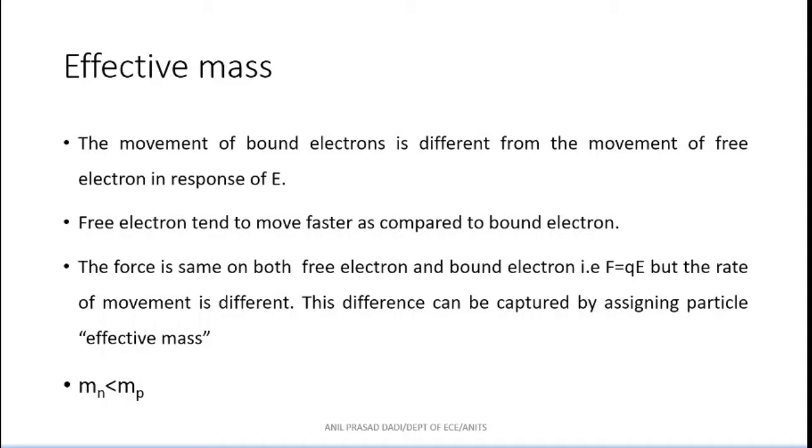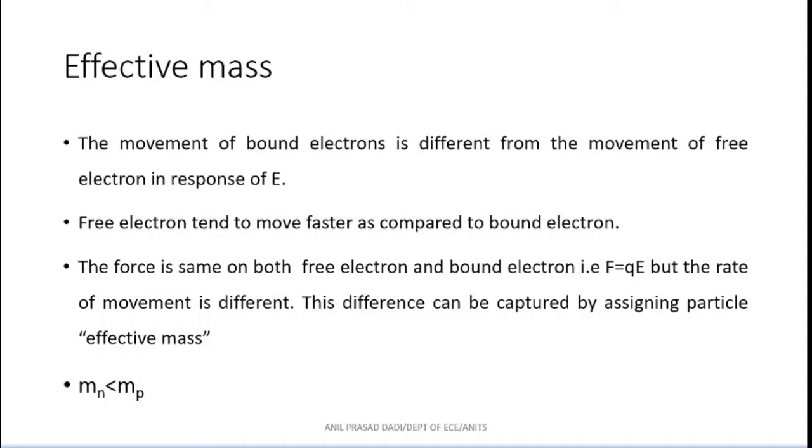But here I am calling it not simply the mass, but the effective mass. So Mn represents the effective mass of electron, and Mp represents the effective mass of hole. So the effective mass of hole is always greater than the effective mass of electron. Is the point okay? Remember the term effective mass.